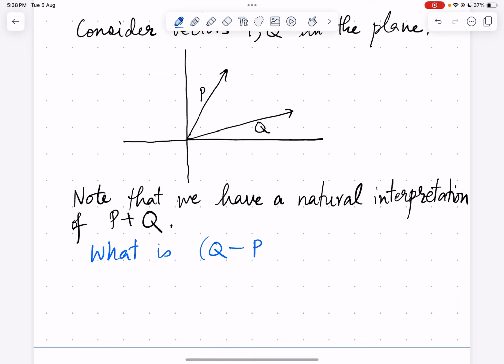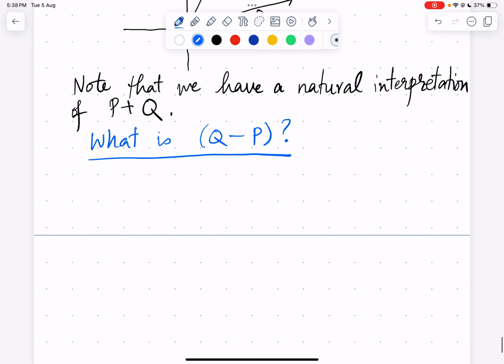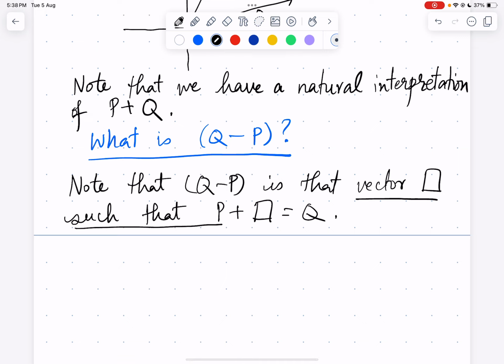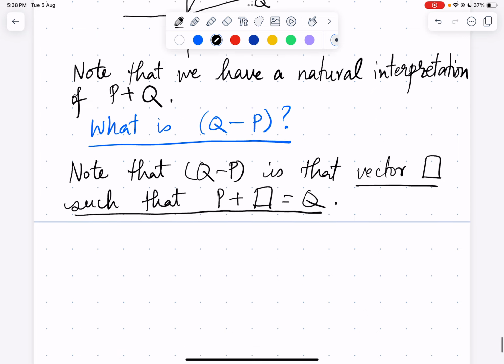What is this difference? What is Q minus P? So note that Q minus P is that vector box such that P plus box equals Q. That vector box such that P plus box equals Q is Q minus P.